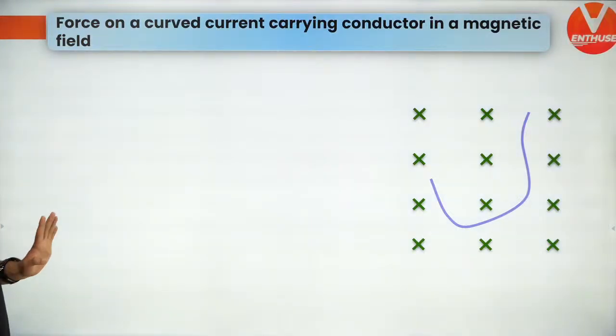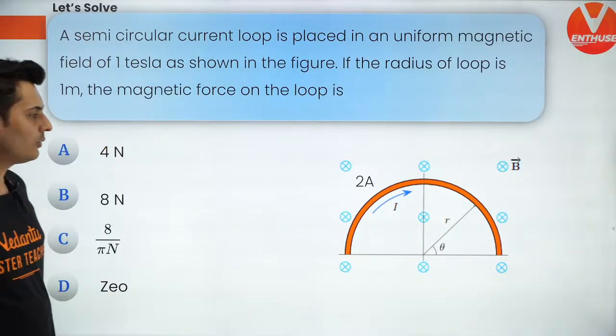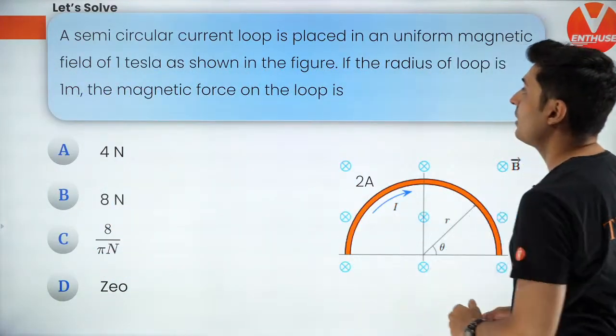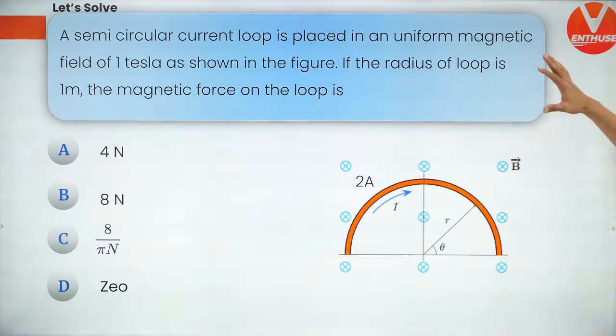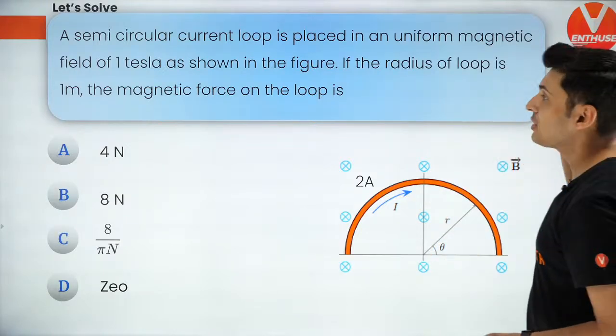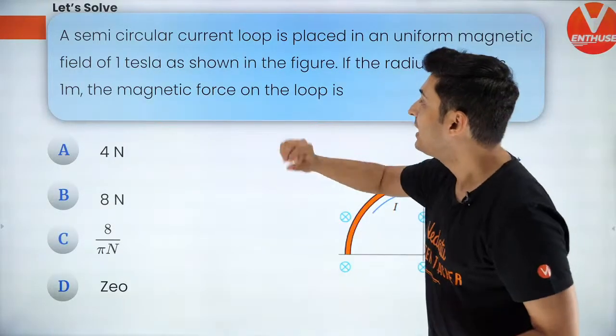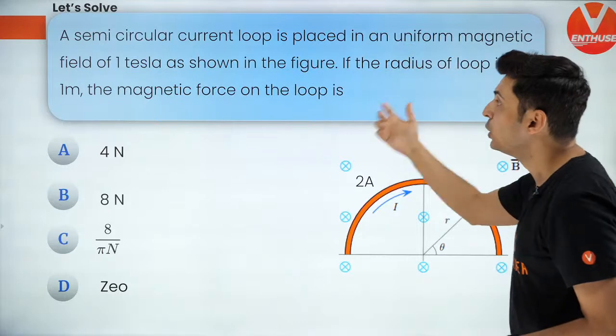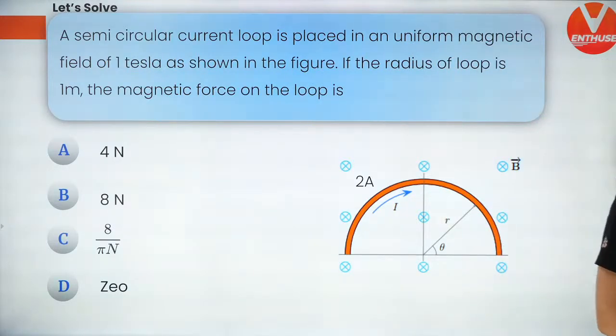Very interesting. Okay, let's do this question. Let's see how many of you can get this. A semicircular current carrying loop is placed in a uniform magnetic field of 1 Tesla as shown. If the radius of the loop is 1 meter, then the magnetic force on the loop is how much? Come on guys.